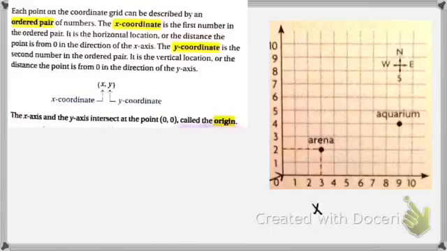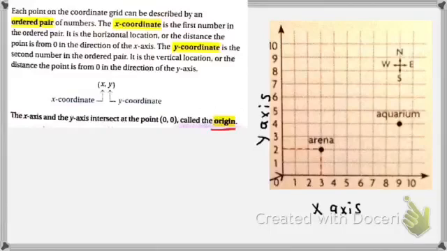So let's label our x-axis right down here. This is my x-axis. The y-coordinate is the second number in the ordered pair. It's the vertical location, or the distance from point 0 in the direction of the y-axis. So this is my y-axis.